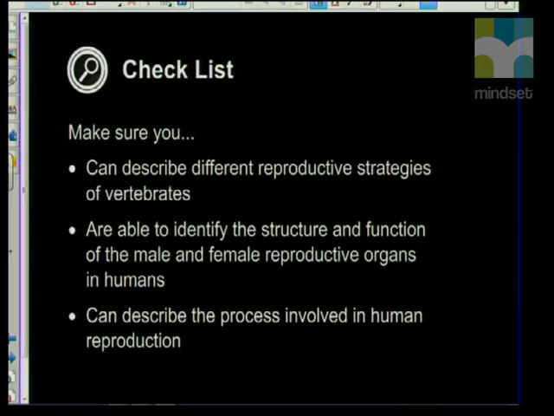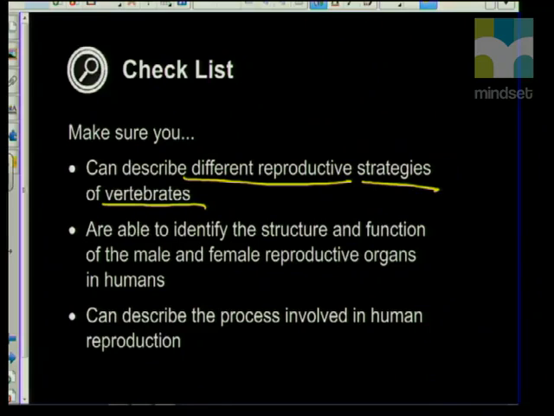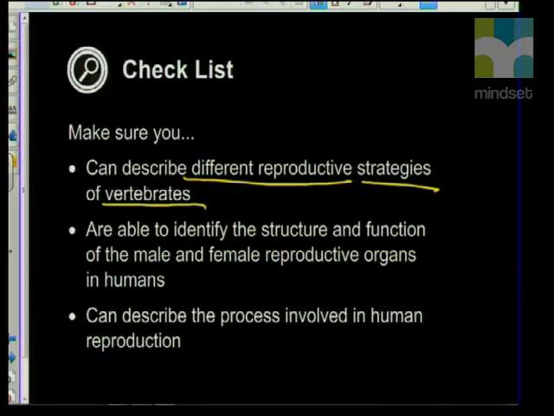Firstly, you must be able to look at the different reproductive strategies of vertebrates. Now, this is very important for the exam. These are the quick points that you need. So, different reproductive strategies, for example, internal fertilization, external fertilization, that type of thing. Then, we're also going to have a look at, they want to know if you know the structure and function of the male and female reproductive organs.